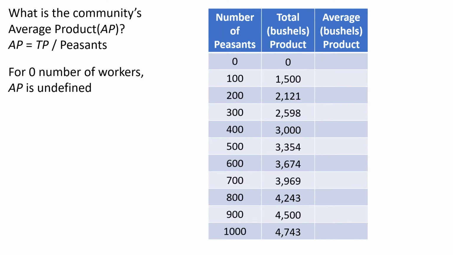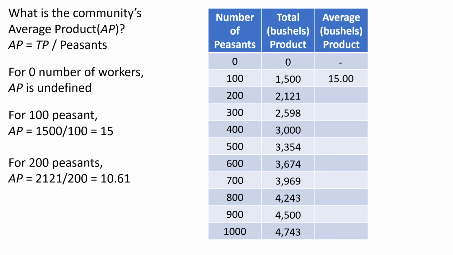So as before, we can calculate the average product using the total product values that we have. And we know that average product is defined as total product divided by the labor or the number of peasants. And so for zero number of workers, we have an average product that is not defined, and that's coming from the fact that for zero number of workers and zero total product, we have something divided by 0, and we know that anything divided by 0 is undefined, so that we cannot calculate. However, for 100 peasants, we know that the average product is defined by 1500 divided by 100, which gives us 15 as our average product.